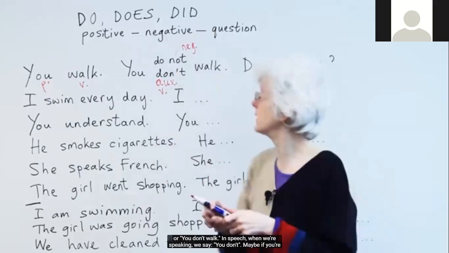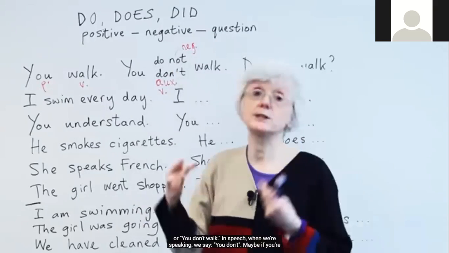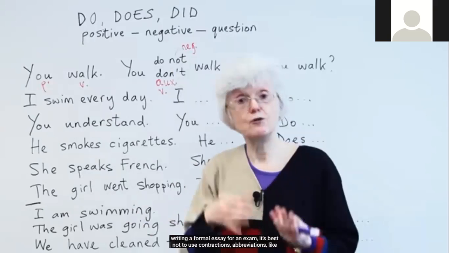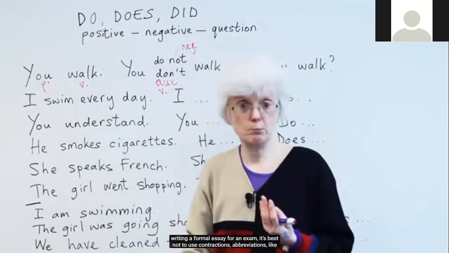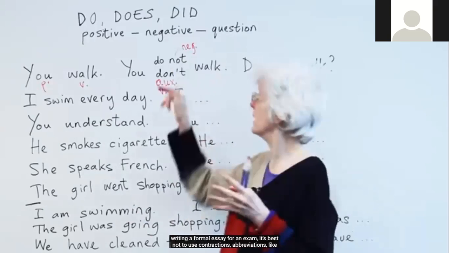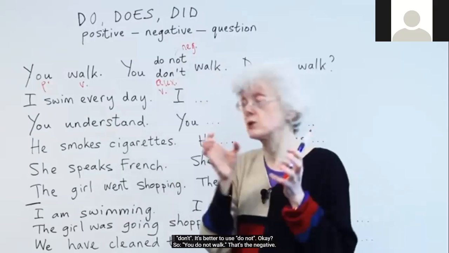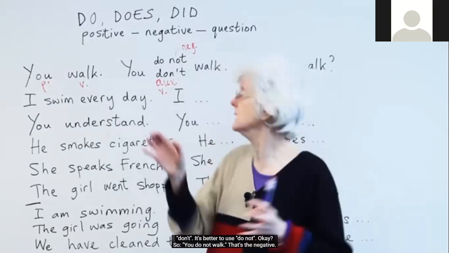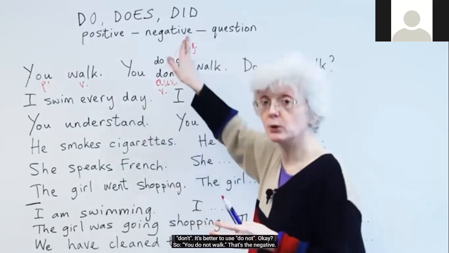In speech, when we're speaking, we say you don't. Maybe if you're writing a formal essay for an exam, it's best not to use contractions, abbreviations like don't. It's better to use do not. Okay. So you do not walk.